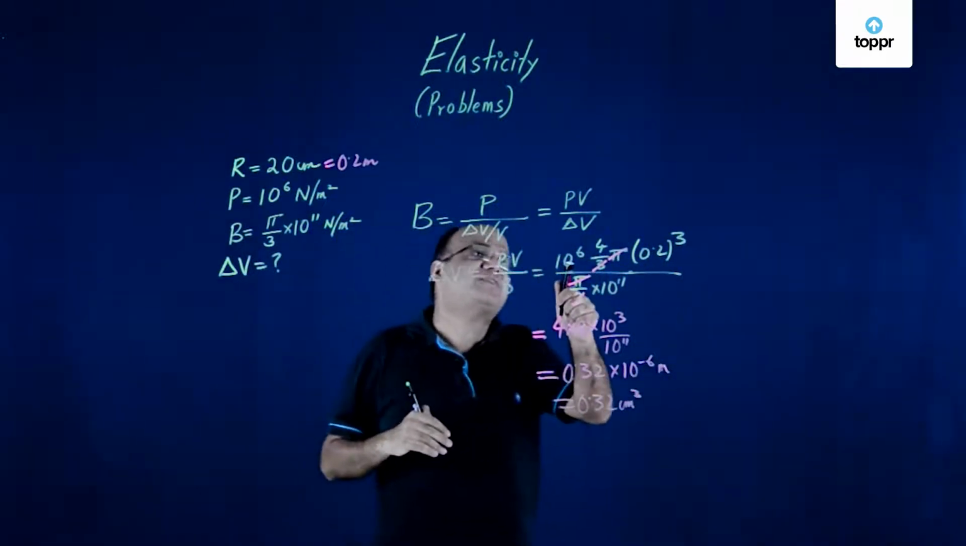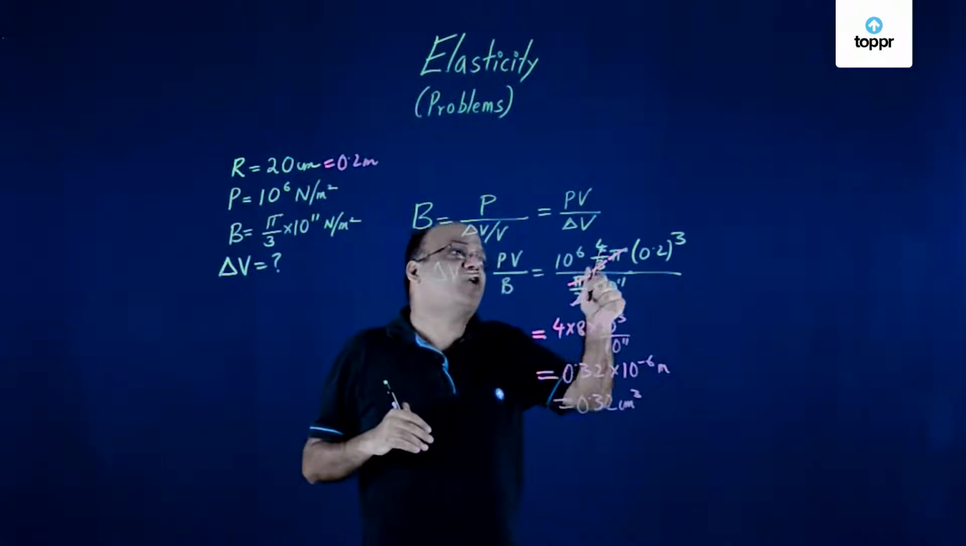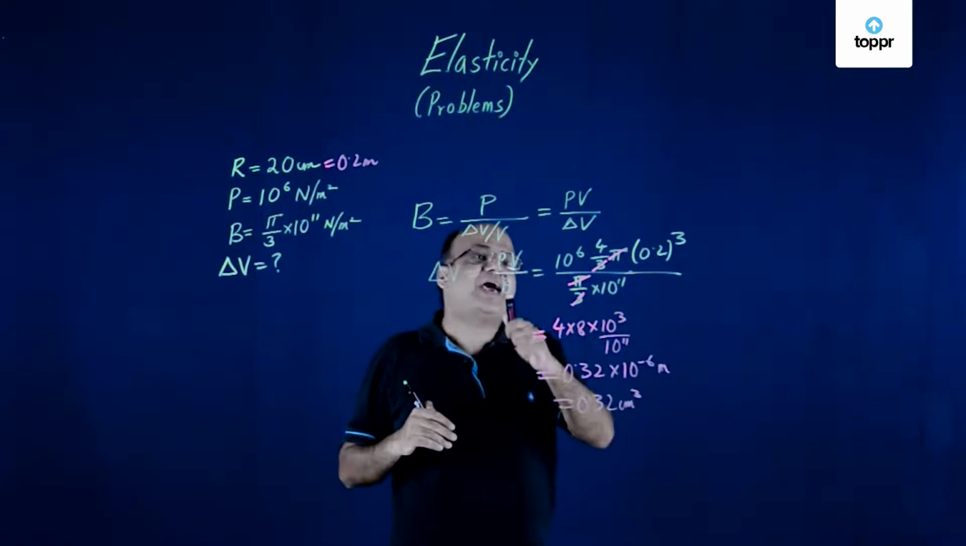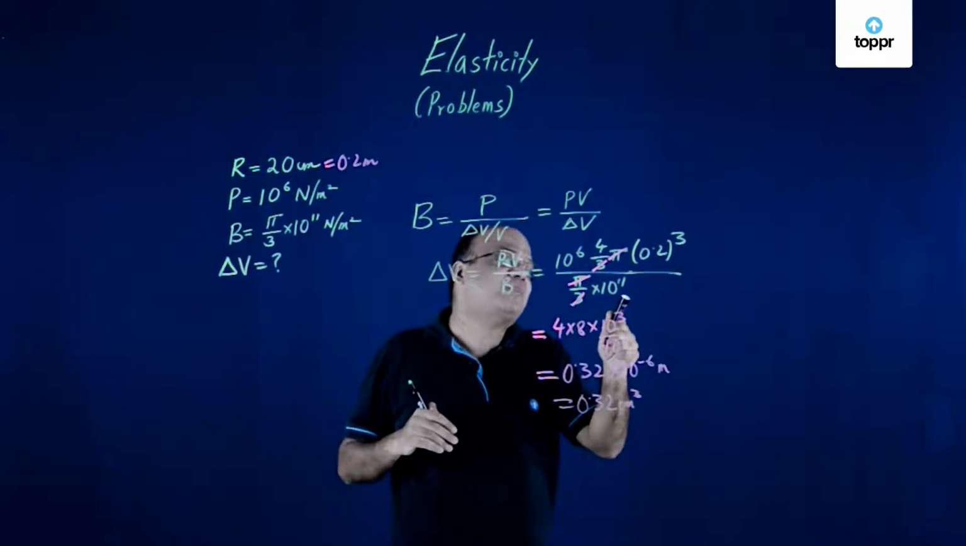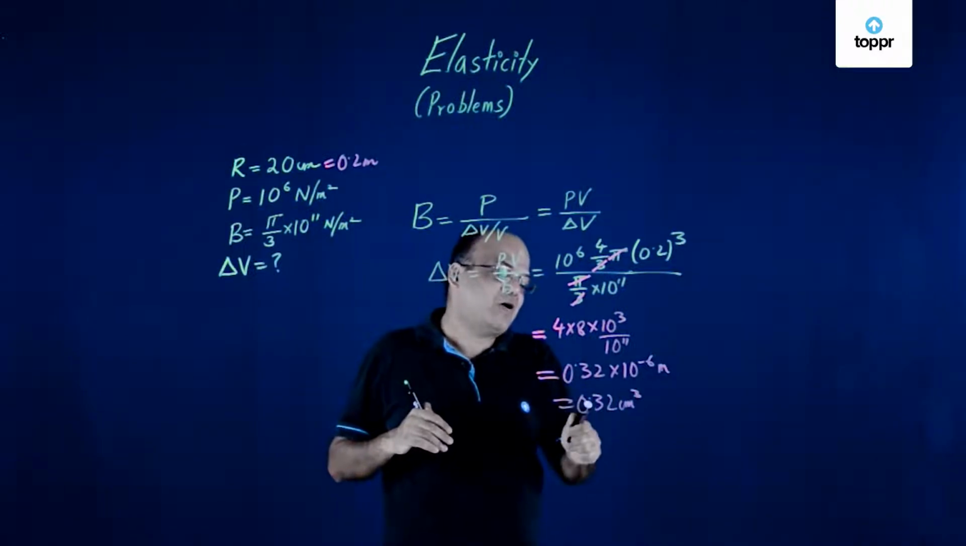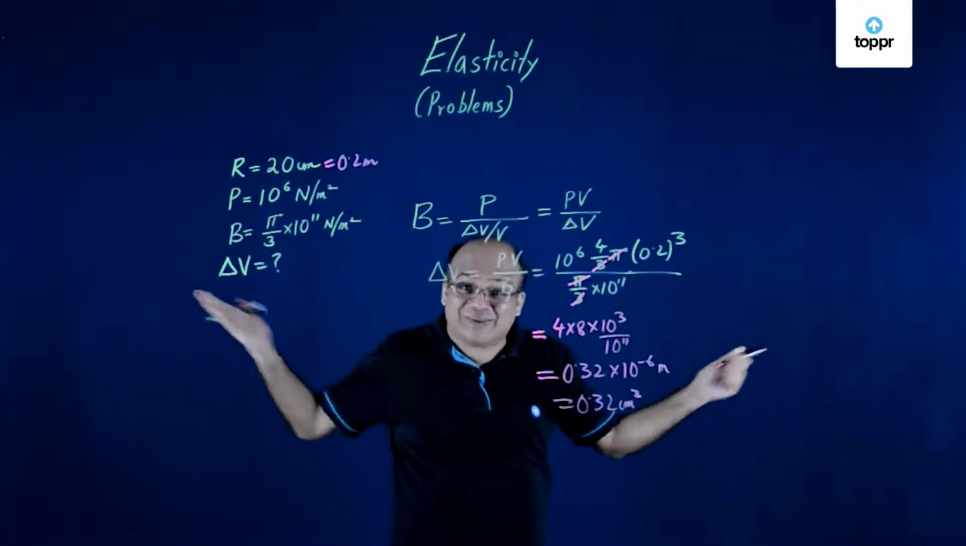Pressure was 10 to the power 6 Newton per meter square. Volume was 4 by 3 pi r cube. So 0.2 cube we get here. And bulk modulus is pi by 3 into 10 to the power 11. So then when we simplify this, we get the answer as 0.32 centimeter cube.